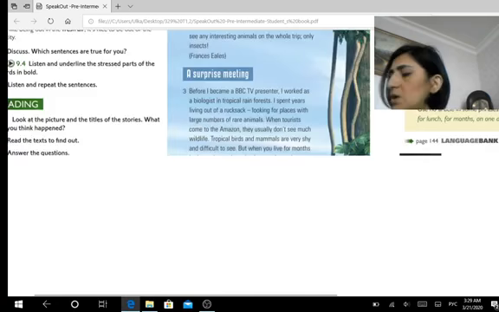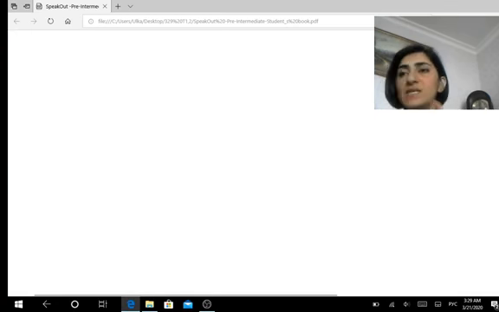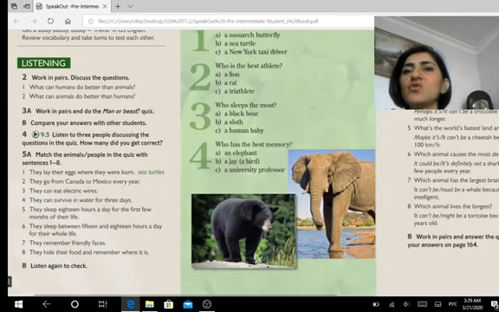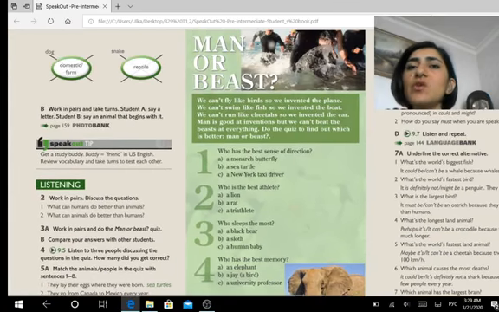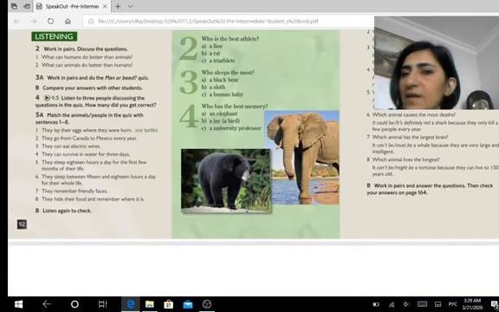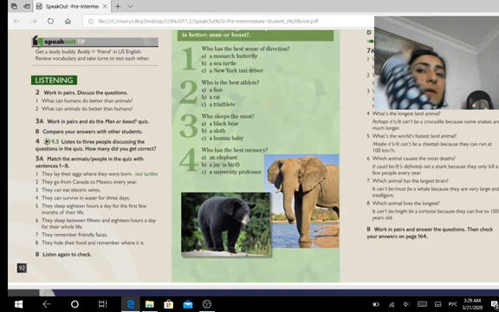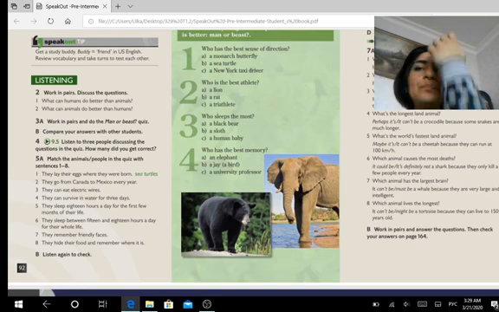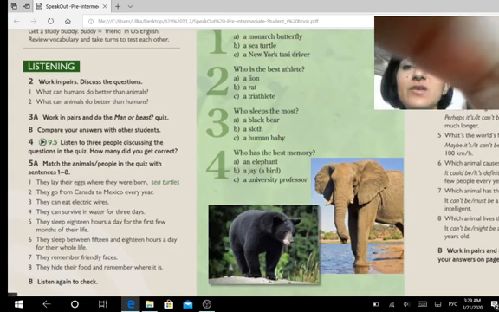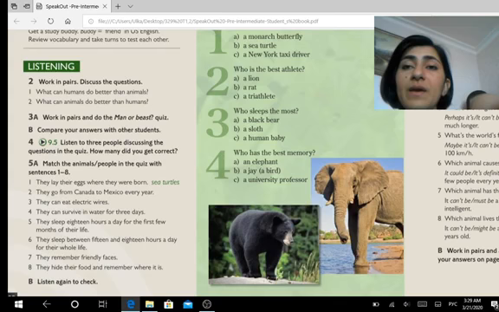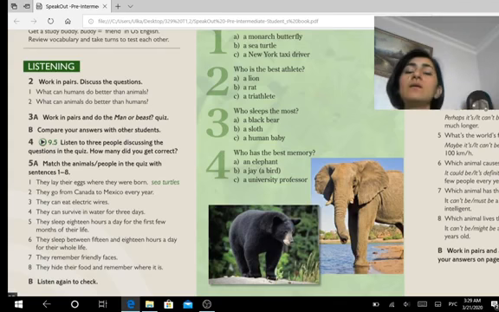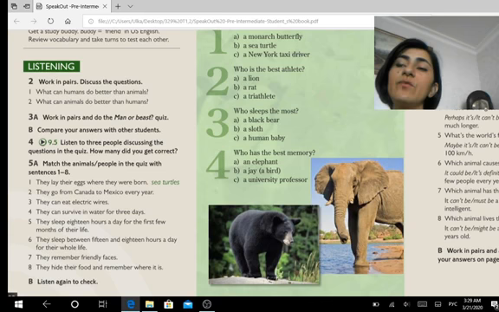From here we go right to page 92. We'll skip some pages again because of your works. Okay, we come to page 92. You see, here you have listening in exercise 4. But before that, pay attention to 3A. Work in pairs and do the man or beast. Guys, maybe you don't know the word beast. Beast is another way to say animal. The man is a person, and a beast is animal.